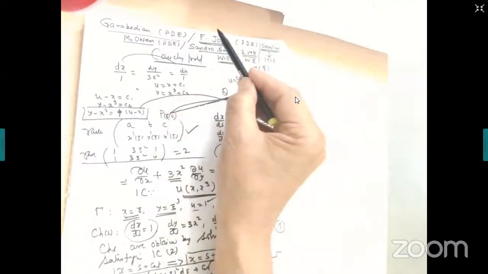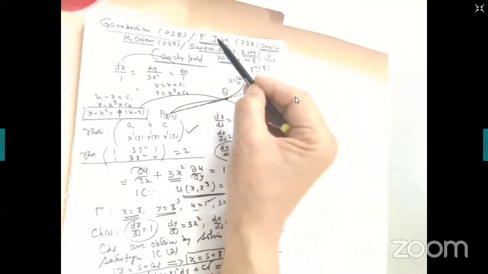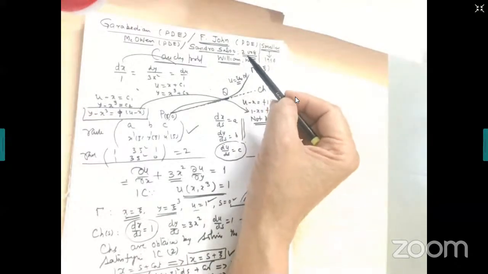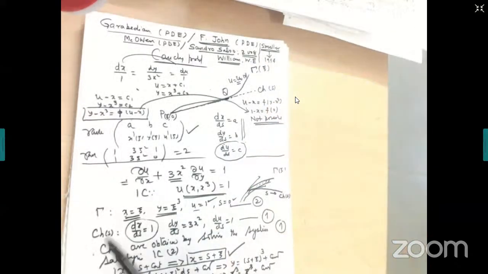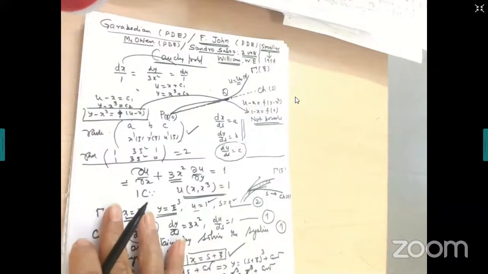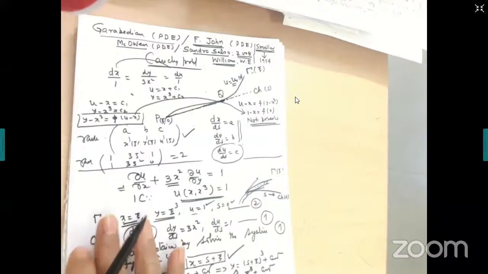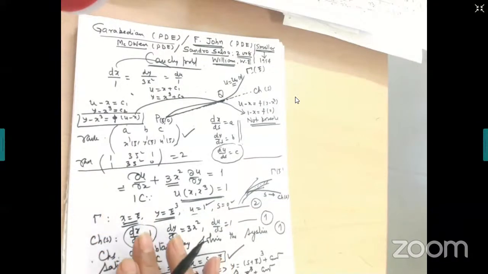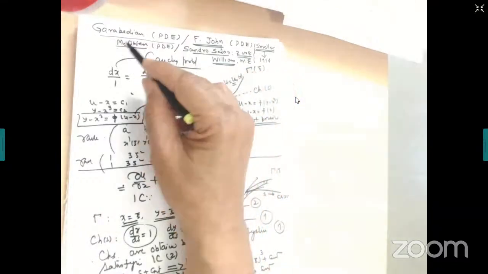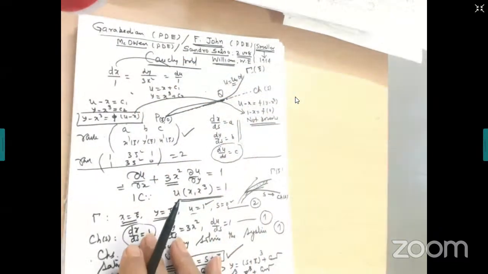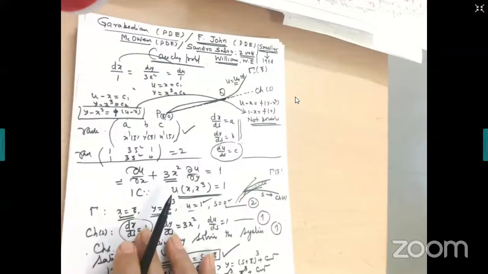So 1, 2, 3, 4, 5, 6. I think these are very good books on partial differential equations. So I would recommend you, those who are interested in applied mathematics, those who are interested in partial differential equations or ordinary differential equations, whatever, they should read this stuff. This is extremely important. Is it clear?